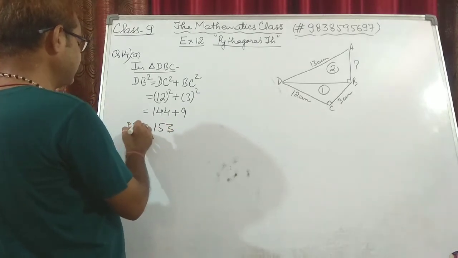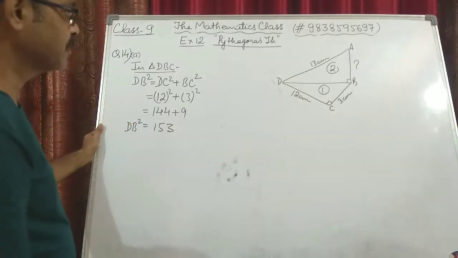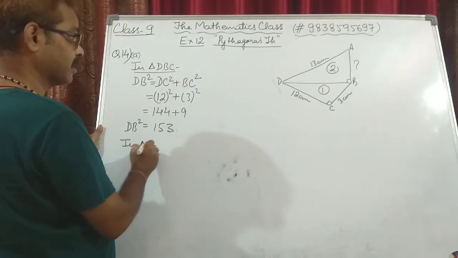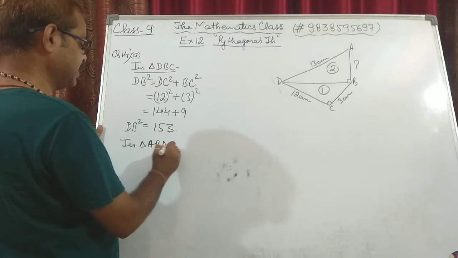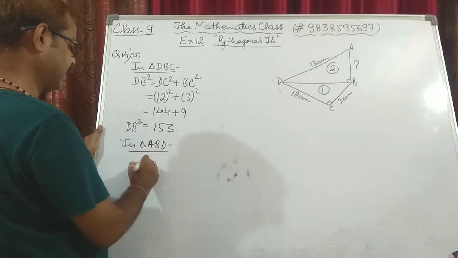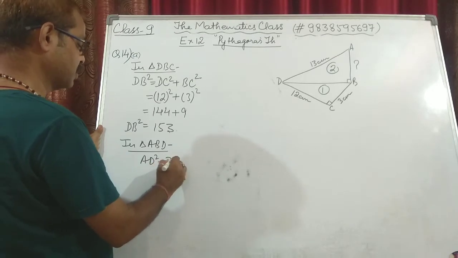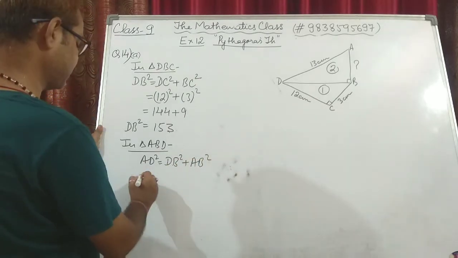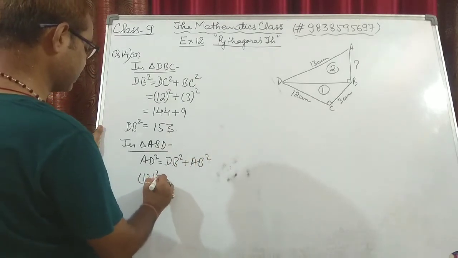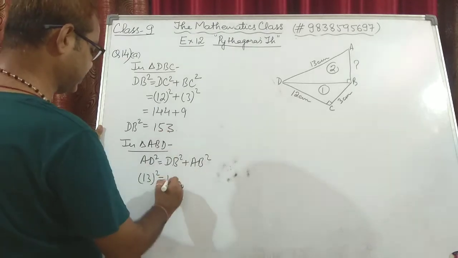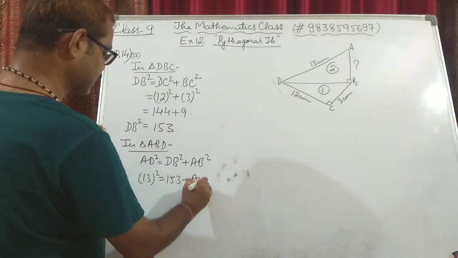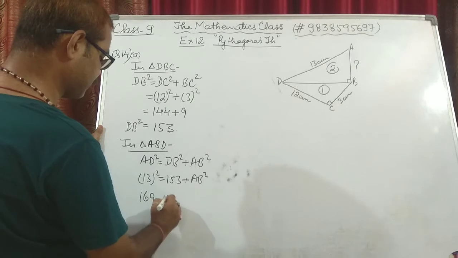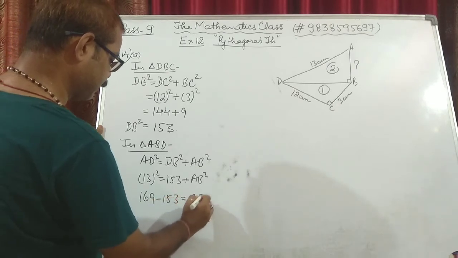153 is DB square. We got the value of DB square. Now in the second triangle, in triangle ABD, we can say that AD square is equal to DB square plus AB square. AD is given as 13, so put the value: 13 square is equal to DB square, which is already 153, so 153 plus AB square.